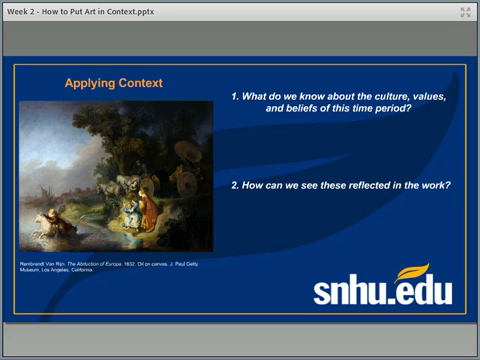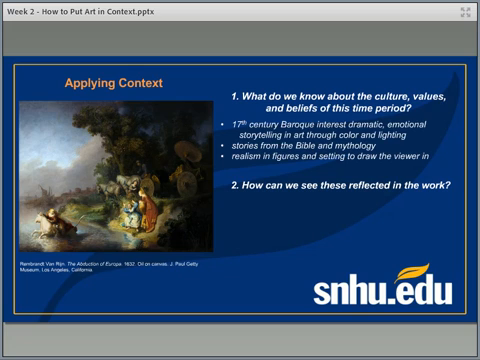So when we do our visual and formal analysis just based on what we see here, we've already got some ideas going, but when we start to apply context, this is when we bring in our research and our reading and learning more about this time period, the 17th century. The 17th century Baroque interest in dramatic and emotional storytelling in art through color and lighting is something we learn when we study more about the culture and time period.